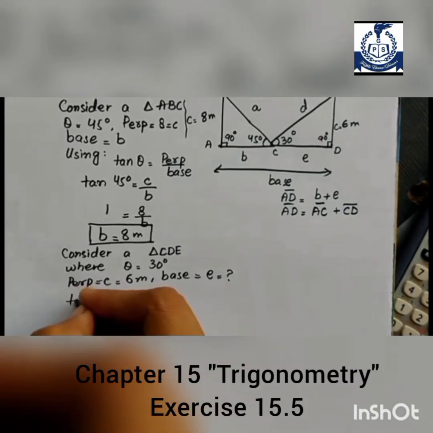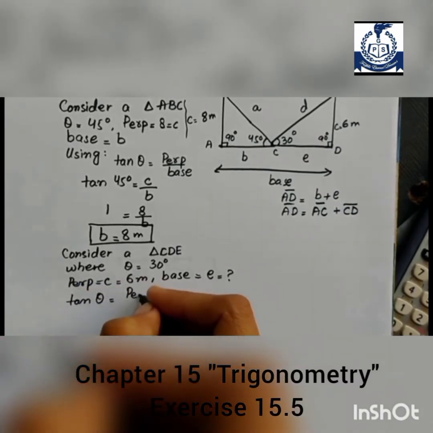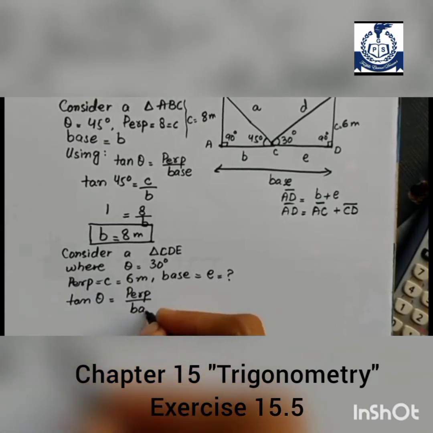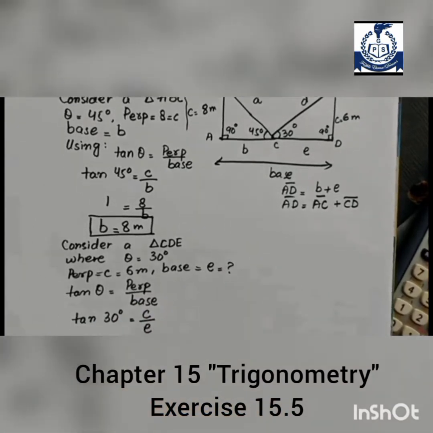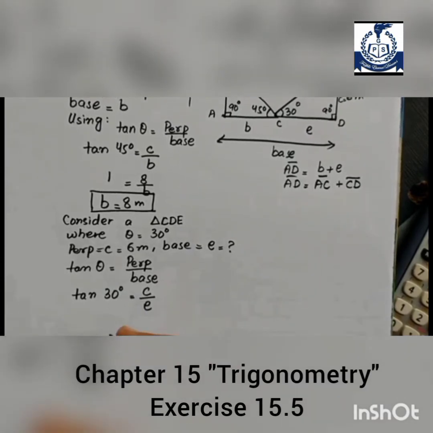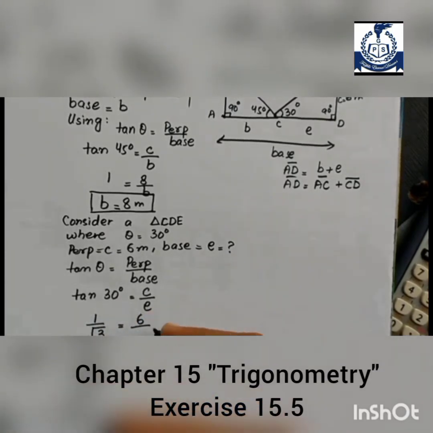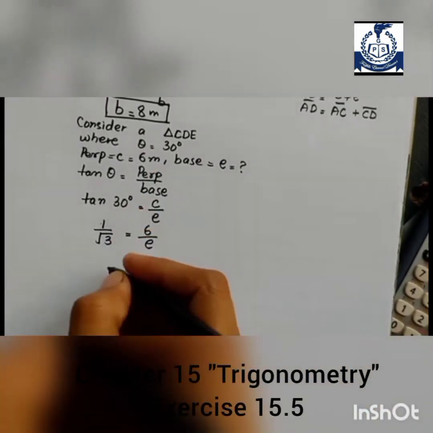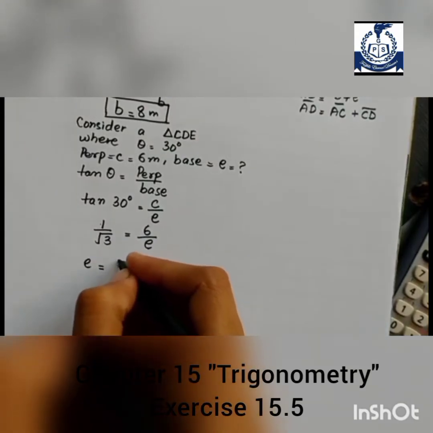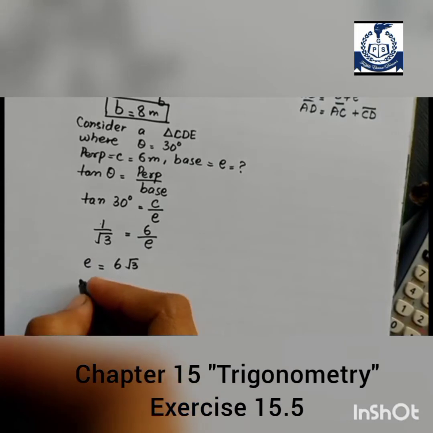So here we also apply the tan theta formula, which is equal to perpendicular upon base. We know theta is equal to 30 degree and perpendicular is small c upon small e. I write the identity of them. According to the chart, the value of tan 30 degree is equal to 1 upon under root 3, and the value of c is 6, and we need to find out the width, denoted by small e. So here is the equal sign. So e multiplied by 1 and 6 multiplied by under root 3.